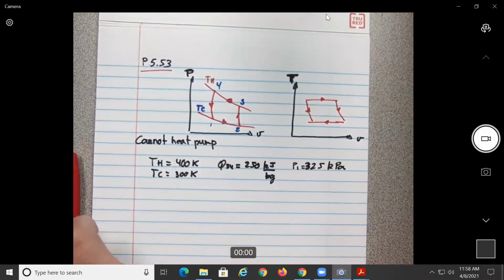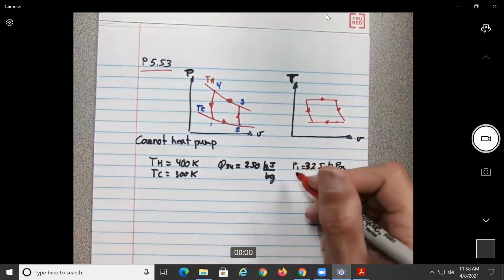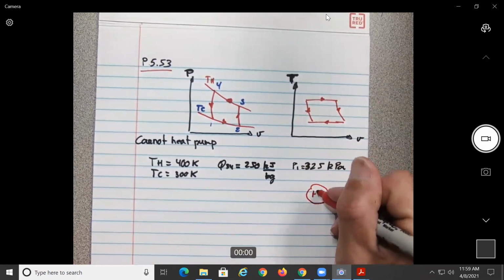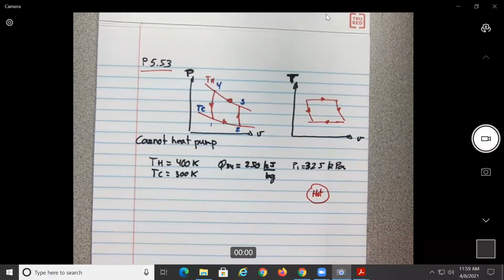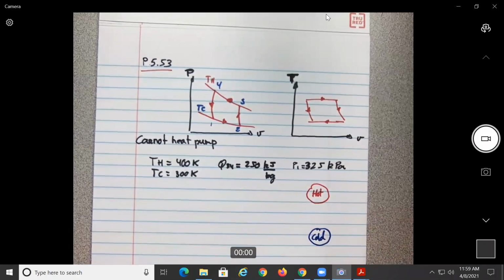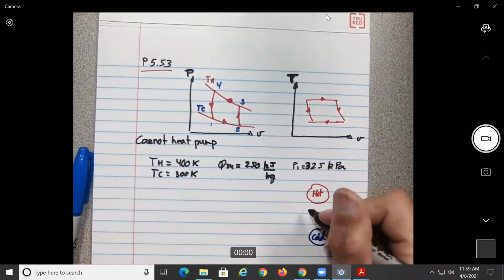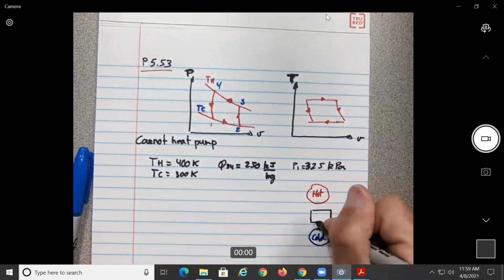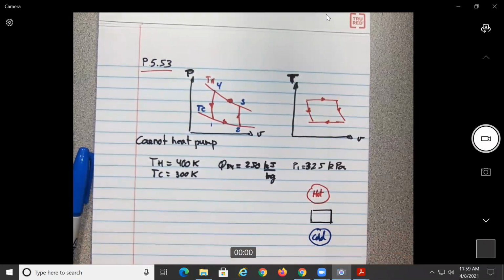But what's important here is that all this is based on what type of figure. That you have a hot reservoir here, you have a cold one over here. Here you have your cycle and a heat pump. They say this is a Carnot heat pump. So what is the function of the heat pump?